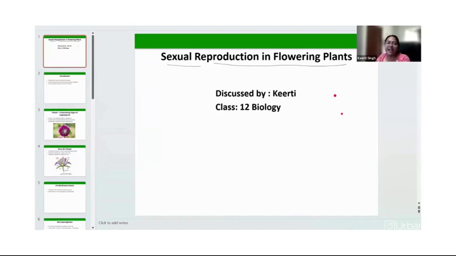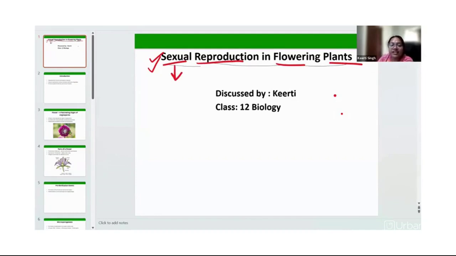I'm Keerti, and today we are going to study sexual reproduction in flowering plants. Before we dive deep, let's have an overview of this chapter. Let's first decode the chapter title, which says Sexual Reproduction in Flowering Plants. What does sexual imply here?